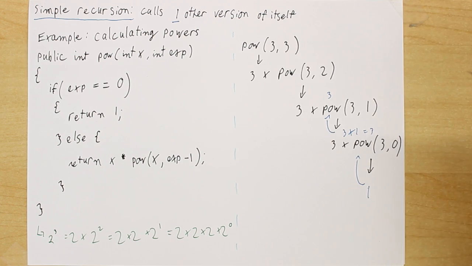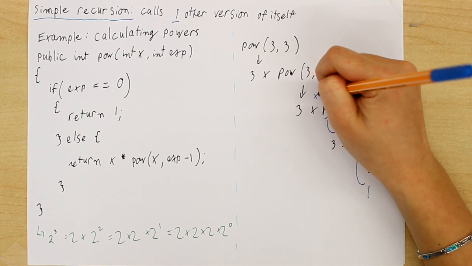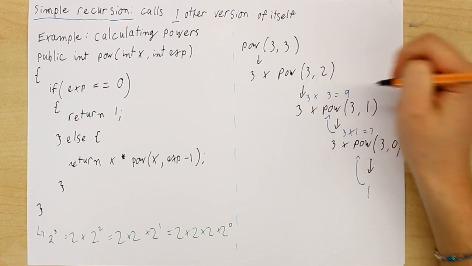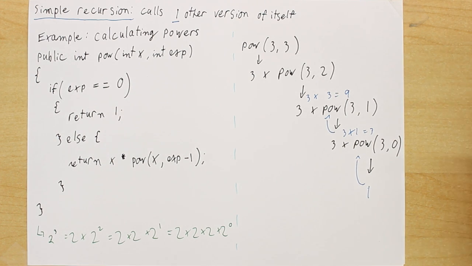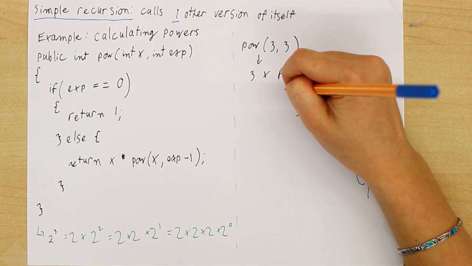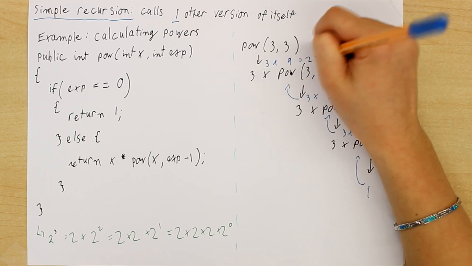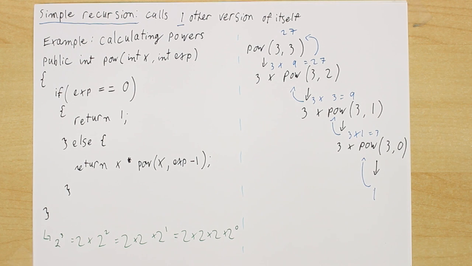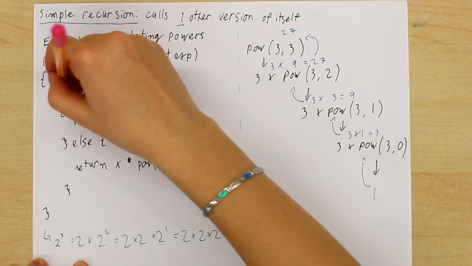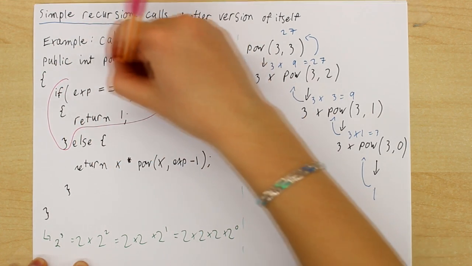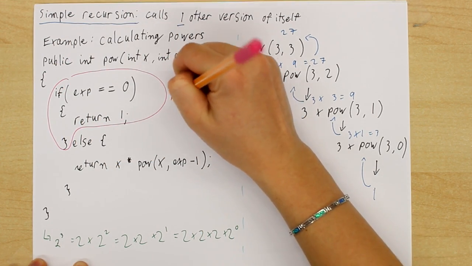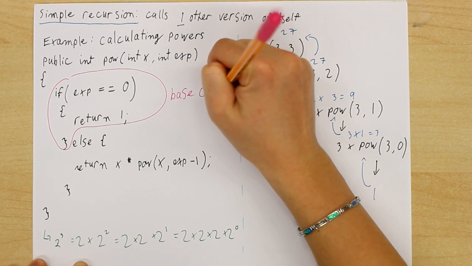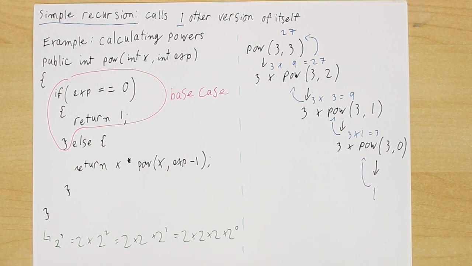And so now pow of 3, 2, can calculate 3 times 3, which is 9, and return that to the 3 to the power of 3 method, which will then calculate 3 times 9 is equal to 27, and return that. The case in which the computer knows what to return, the most simple version of the problem, which doesn't cause another recursive call, is what we call the base case. So in this case, if the exponent equals 0, that's the base case. That's when the computer knows what the answer is.